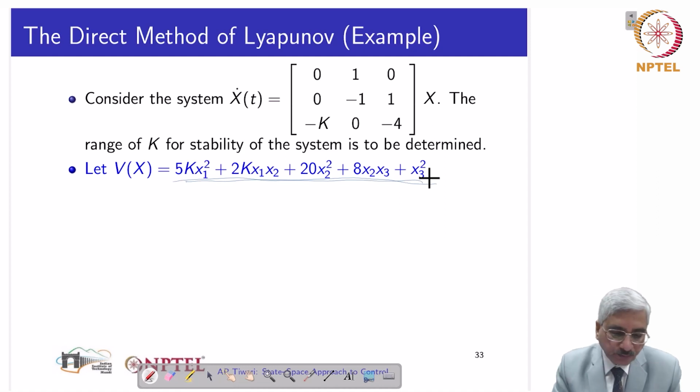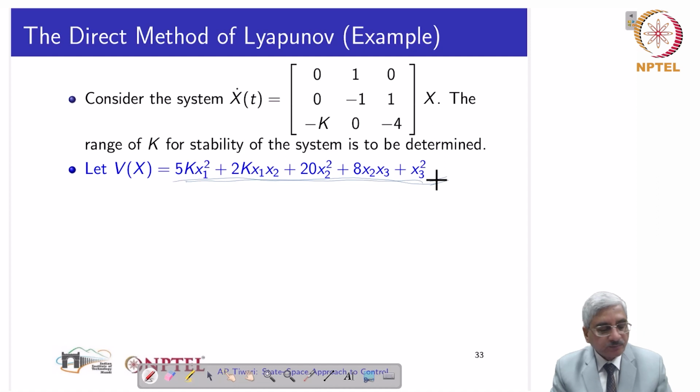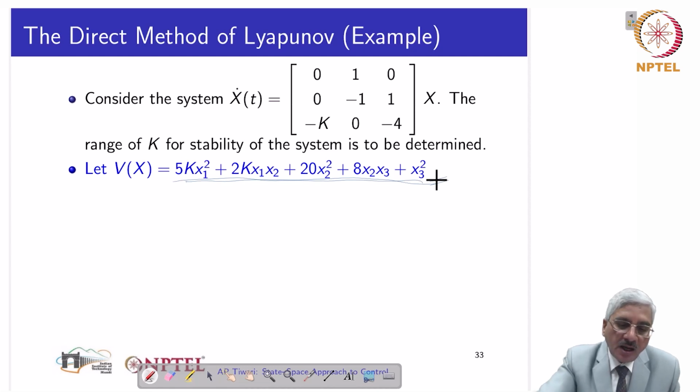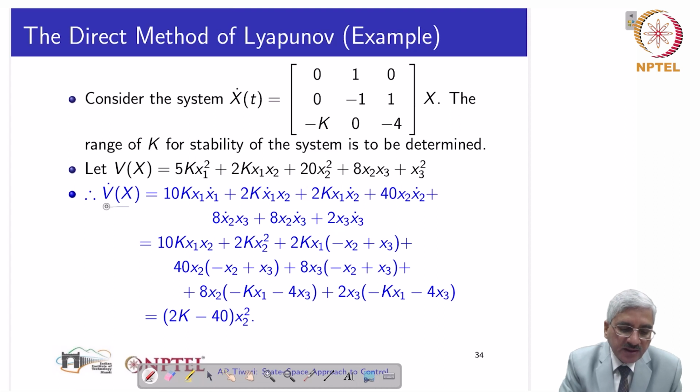But this one, as we will see, is selected carefully so that it gives a solution which is simpler. So we start with this Vx and we differentiate it with respect to time. So this one will give 10k x1 dot. This will give 2k x1 dot x2 and 2k x1 x2 dot by chain rule. This will give 20 into 2, 40 x2 x2 dot, and so on.